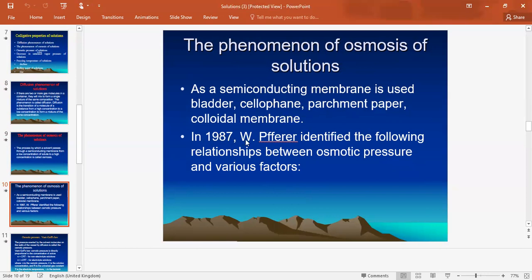In 1877, W. Pfeffer identified the following relationships between the osmotic pressure and the various factors. This is the scientist's name.